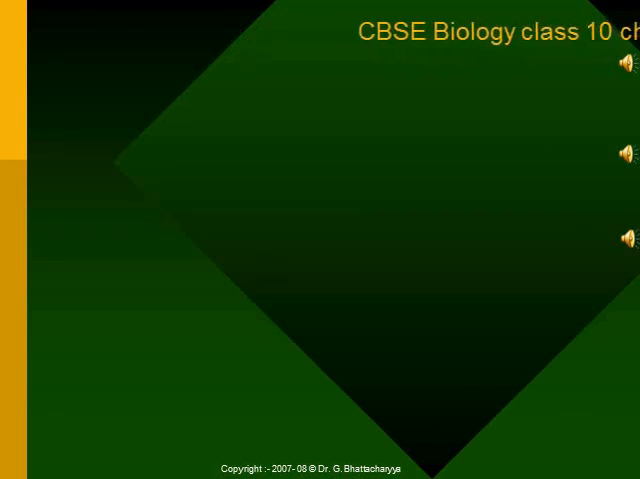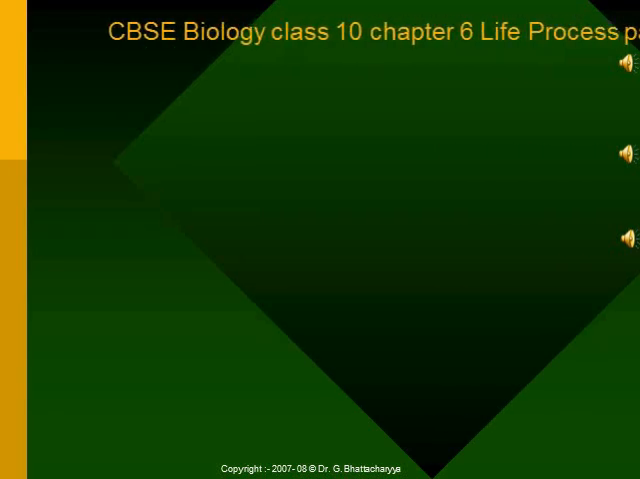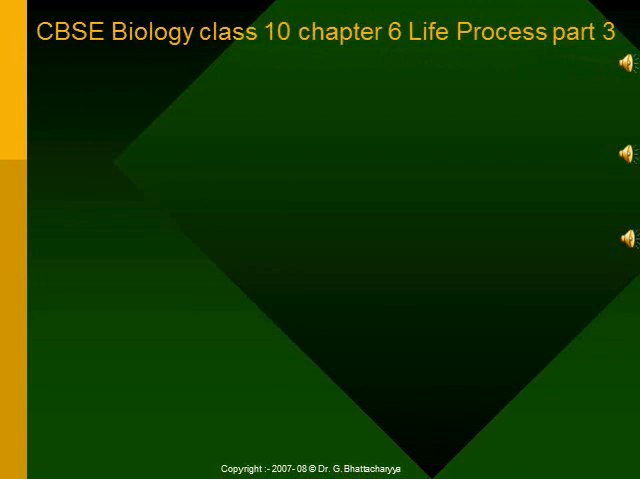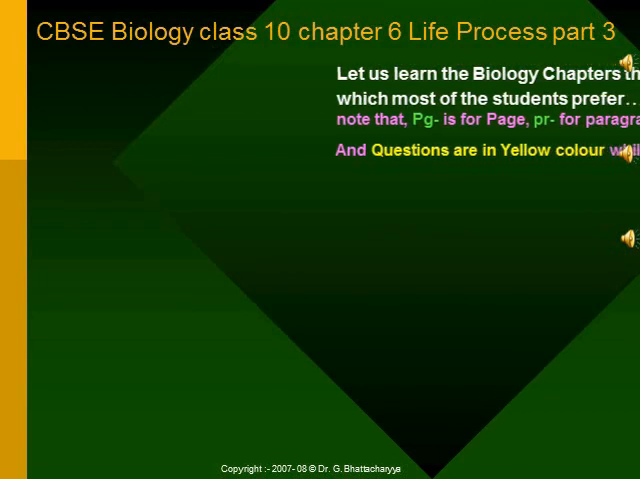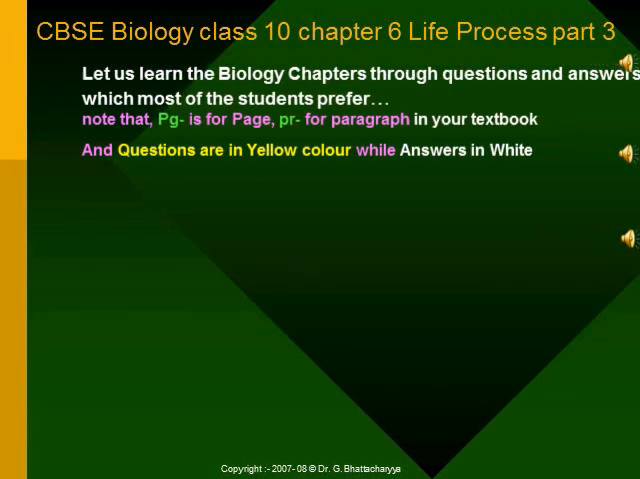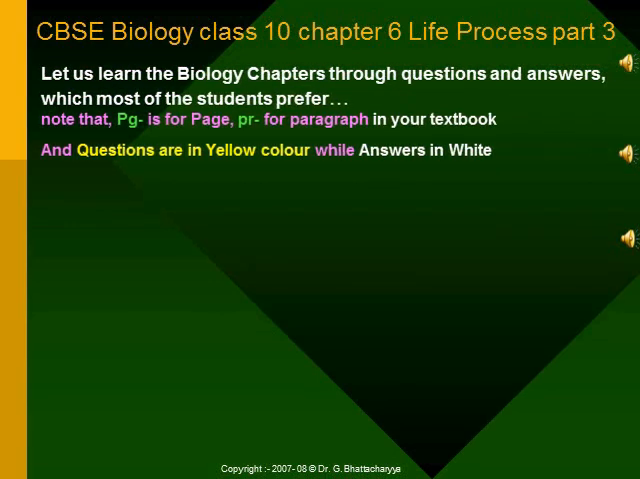CBSE Biology Class 10 Chapter 6 Life Processes Part 3. Let us learn the biology chapters through questions and answers, which most of the students prefer. Note that PG here is for page, PR for paragraph in your textbook. Questions are given in yellow color while answers are in white color.